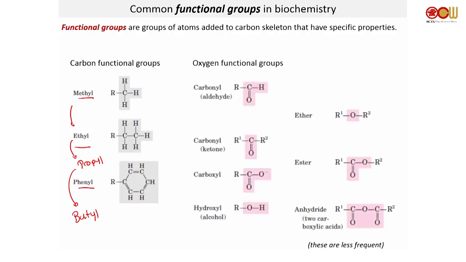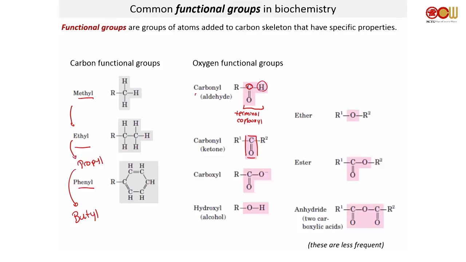You have oxygen-containing functional groups, things like carbonyl, okay? And for carbonyl, you have a terminal carbonyl, okay? So this is a terminal carbonyl, right? This carbon is at the end of a carbon chain. This thing is called an aldehyde, right? If the carbonyl is in the middle, then it's called a ketone. Okay, that's that.